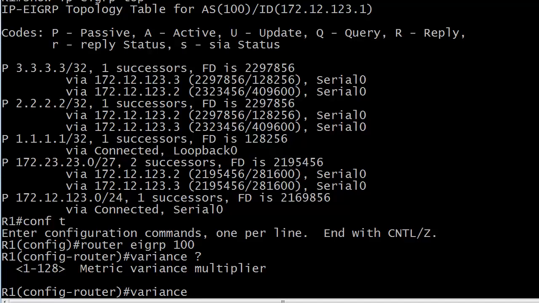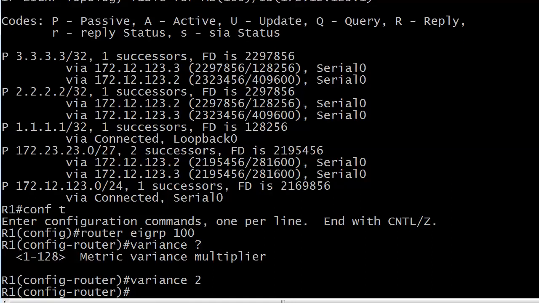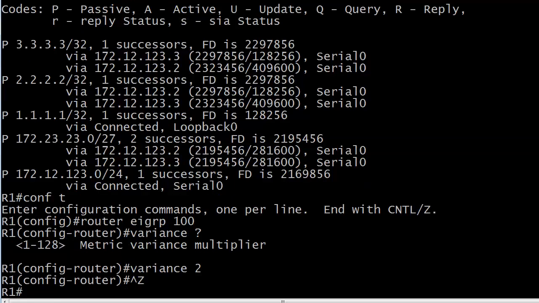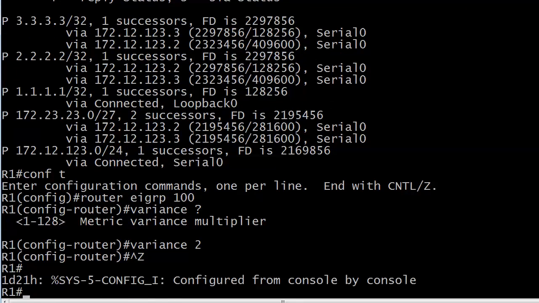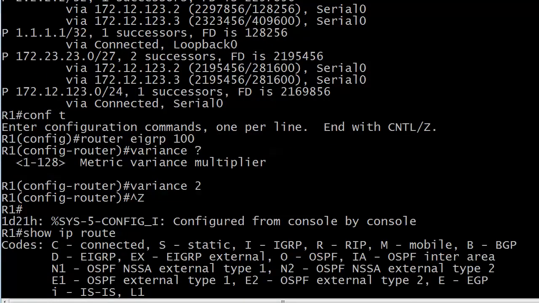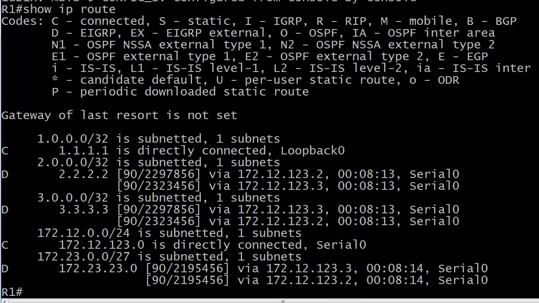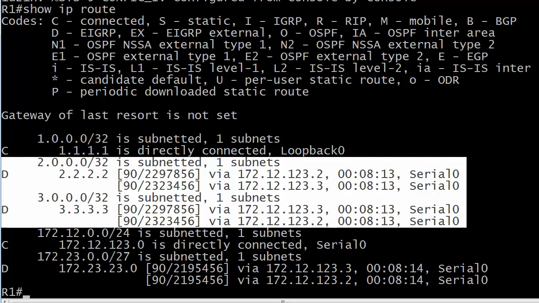So having said that, let's go ahead and enter variance 2 to make this happen. And there we go, and we don't really get any messages, so that could be good. Let's take a look at our routing table. Now we've got our routes. You can see what happened here. We've got our routes for 2 and 3. Now we've got 2 routes instead of just the one that we had earlier. That's what the variance command does for us.